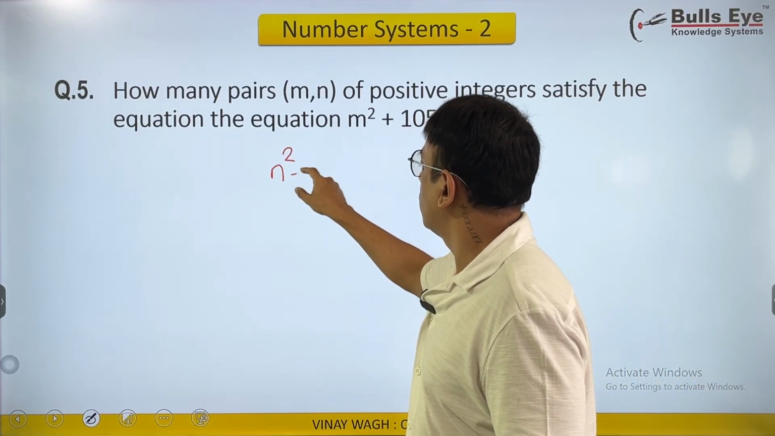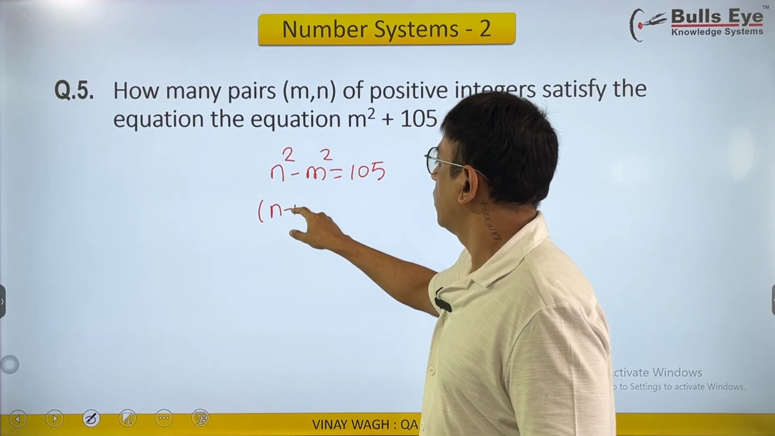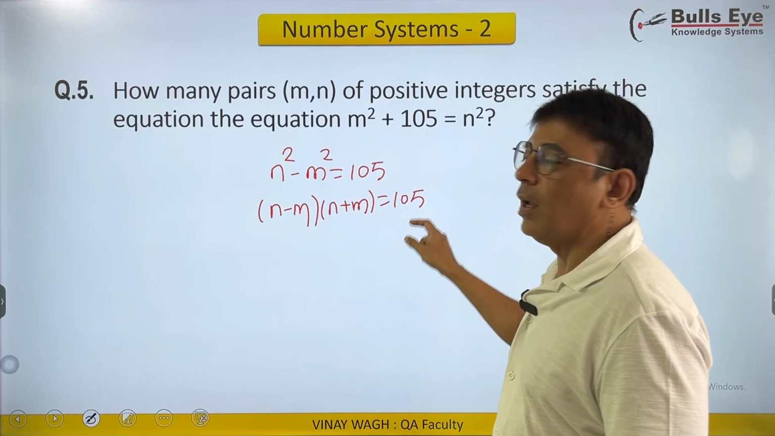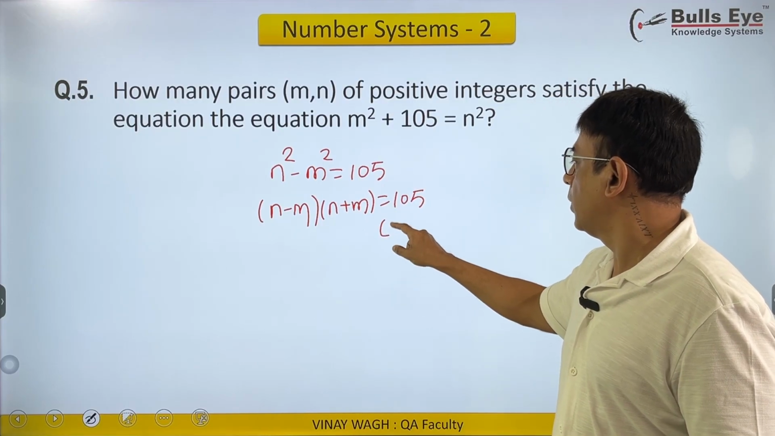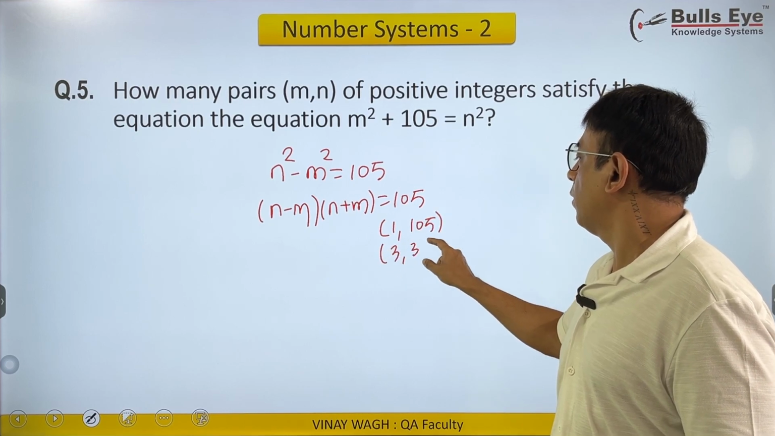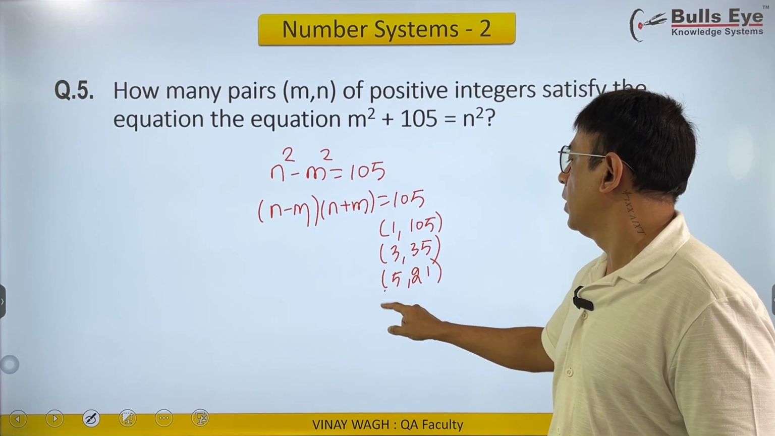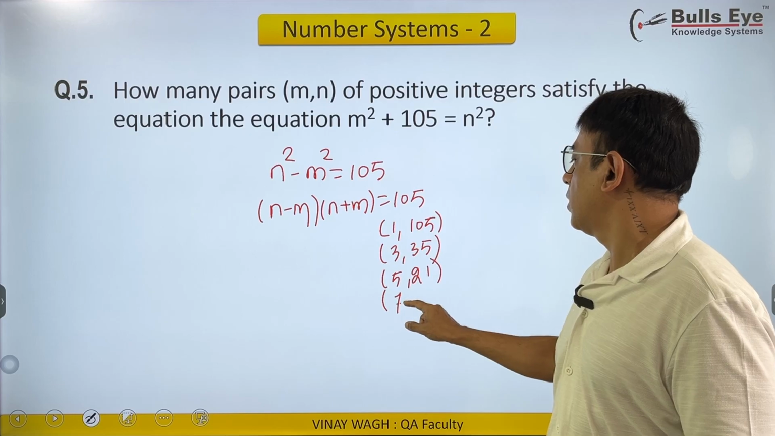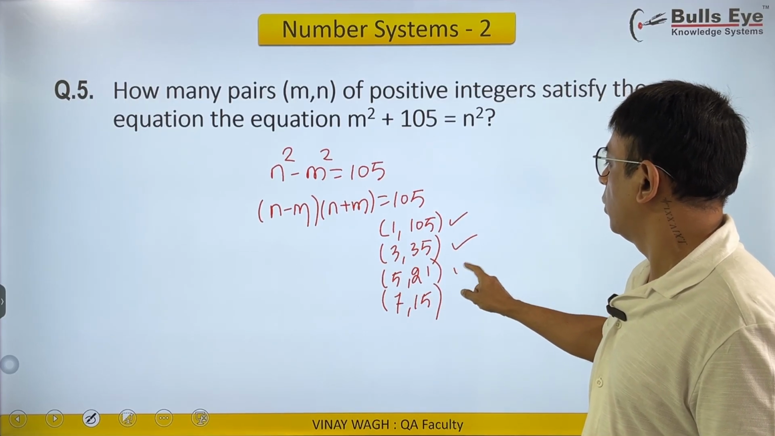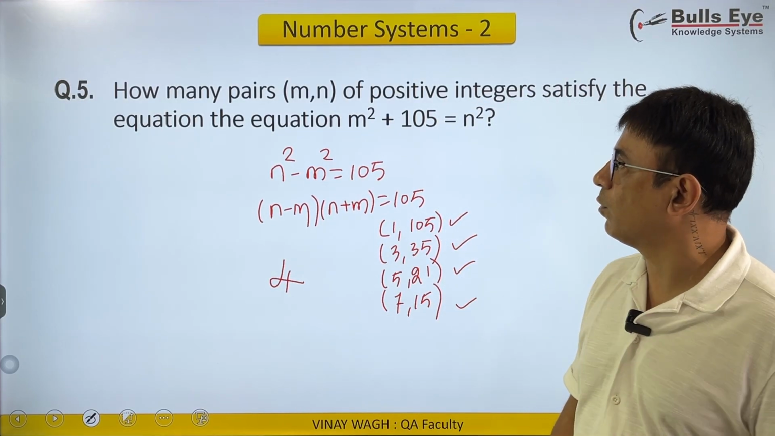So this can be written as n square minus m square is 105. So n minus m into n plus m is 105. And how do you write 105 in integral form? It can be 1 into 105, then 3 into 35, 5 and 21. 6 is not going to be there. 7 and 15. That's it. So the numbers are 1, 2, 3, 4. How many pairs? There are 4 pairs. And the answer is 4 for this.